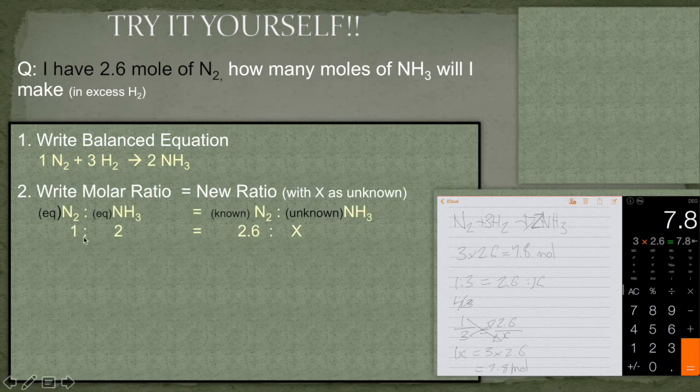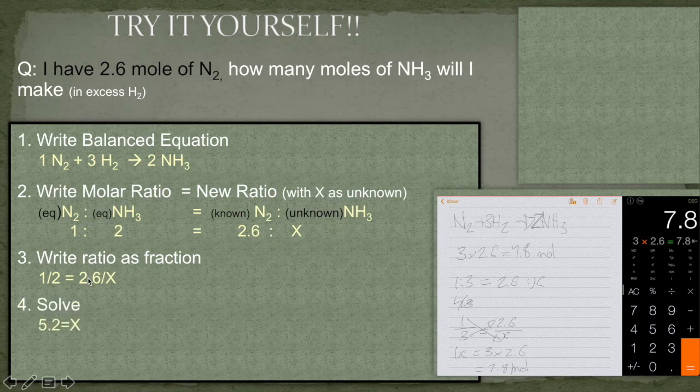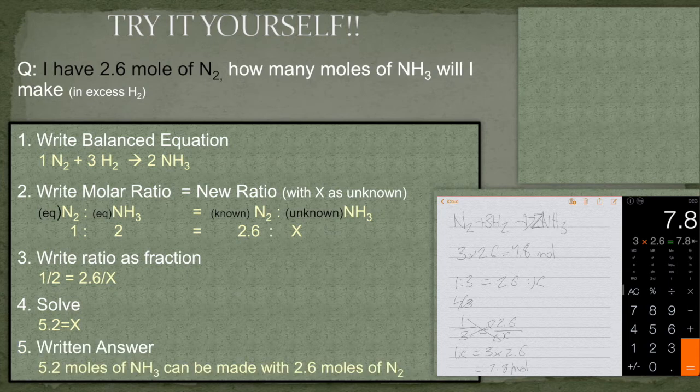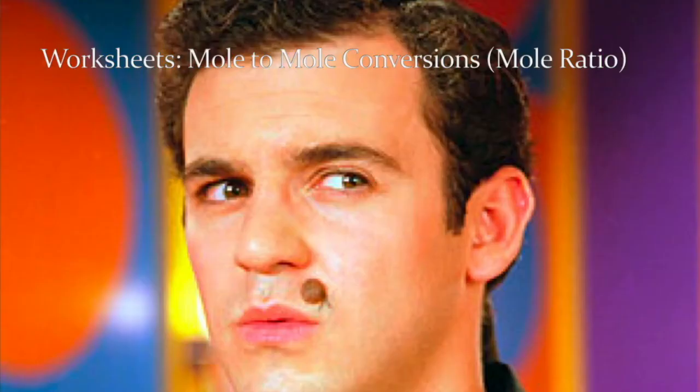So molar ratio is 1:2. The new ratio is 2.6 is to x. You write that as a fraction, you cross multiply. So 1 multiplied by x, 2 multiplied by 2.6, and you get 5.2 is the final ratio there. So 5.2 moles of NH3 can be made with 2.6 moles of N2. And it's important to write out your answers in full, especially for exam situations.